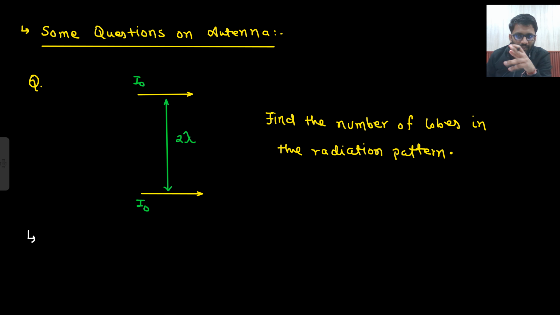Two antennas are there. In both of the antennas, I0 current is flowing. The separation is 2 lambda. You need to find the number of lobes in the radiation pattern. So they did not mention the antenna at all.